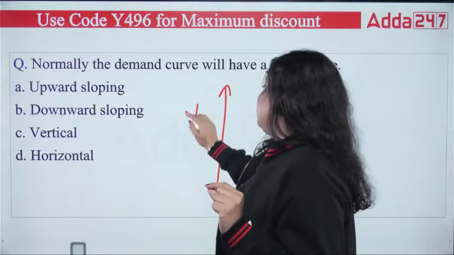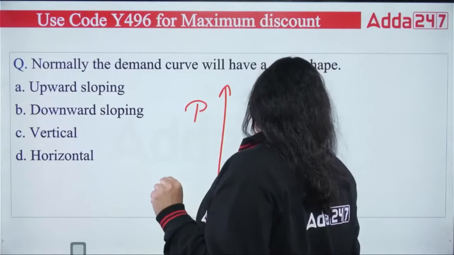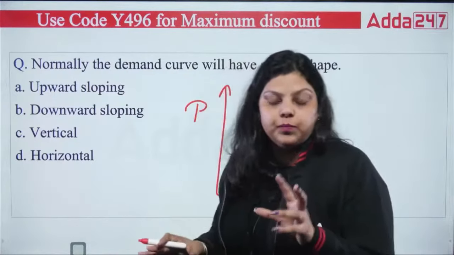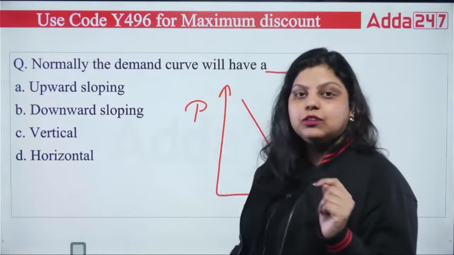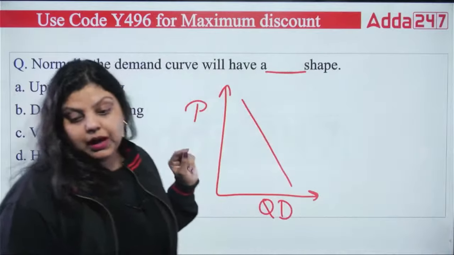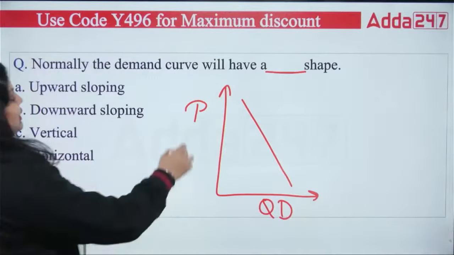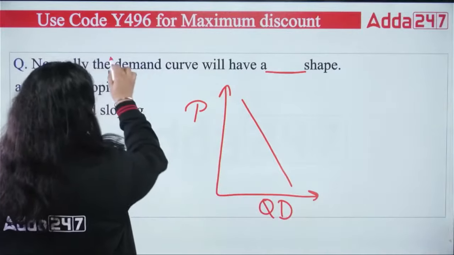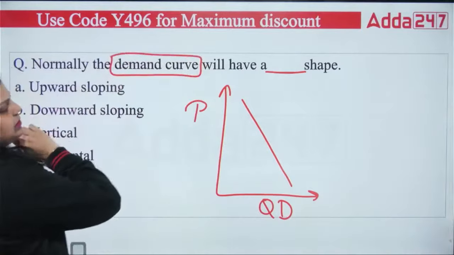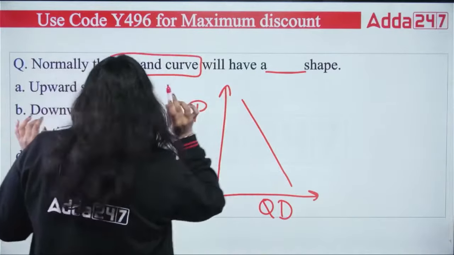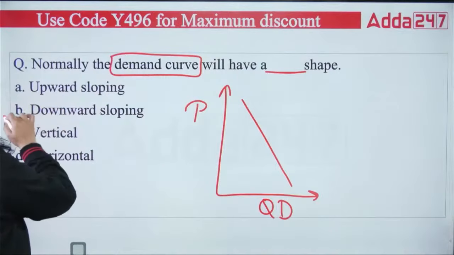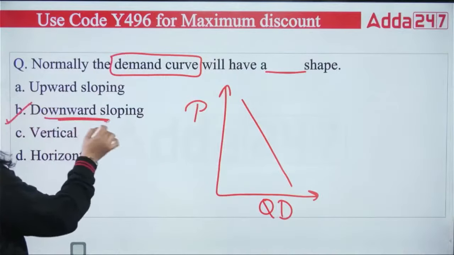When you represent the price and quantity demanded relation on a graph, this is your graph. That is known as your demand curve. So when you represent the relation between price and quantity demanded on a graph, that is known as the demand curve. And this is your curve. And in the case of a demand curve, your slope will always be downward.